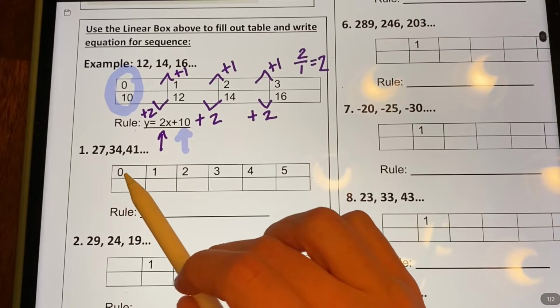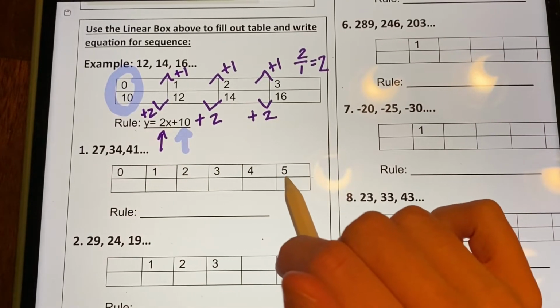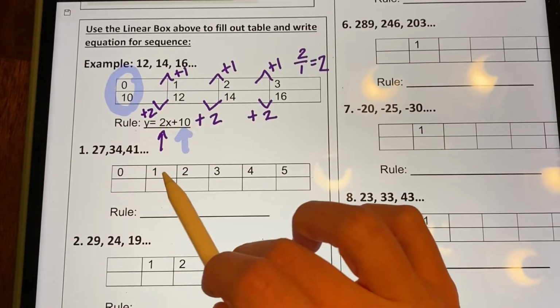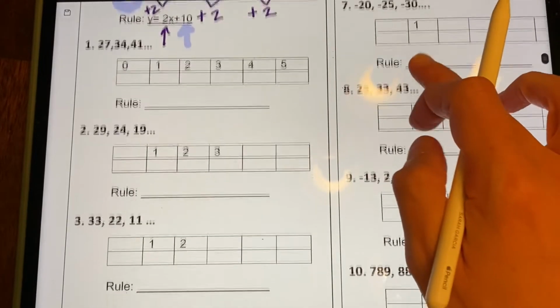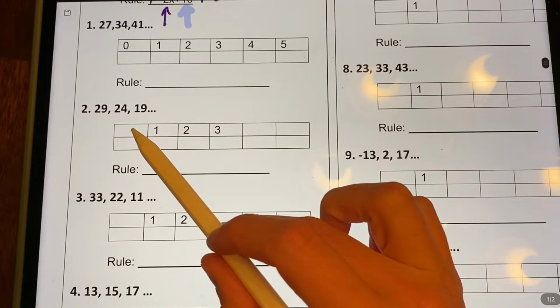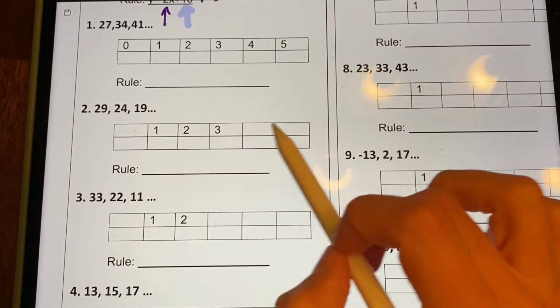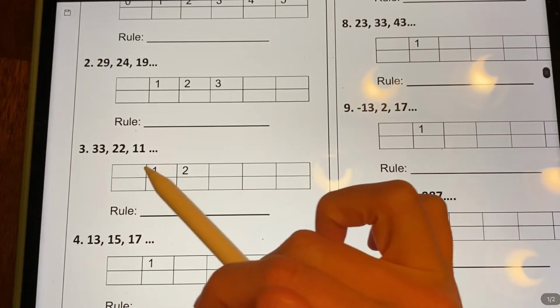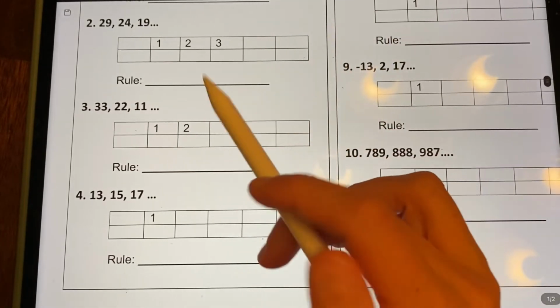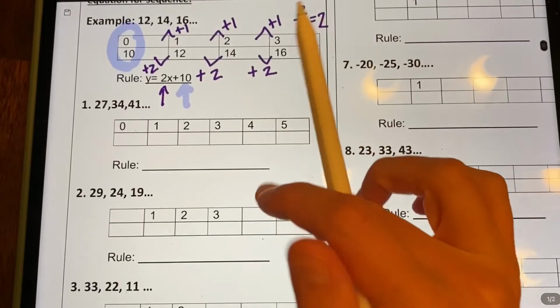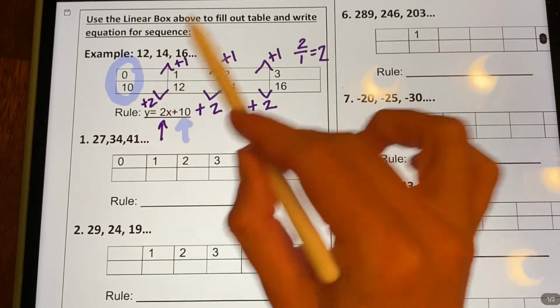Your table will always start at 0 and end at whatever this is. So like 0, 1, 2, 3, 4, 5. I think most of them are 0 to 5. So on this one, this should still be 0, 1, 2, 3, 4, 5. Okay?